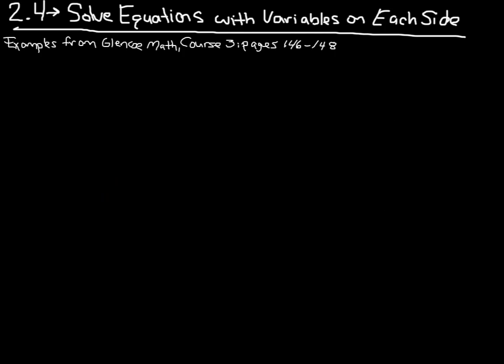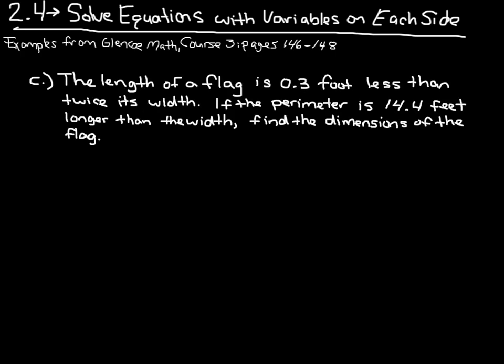In example C, we're going to get to write an equation to represent a real-world problem. The length of a flag is 3/10 of a foot less than twice its width. If the perimeter is 14 4/10 feet longer than the width, find the dimensions of the flag. All right, let's draw ourselves a nice little picture here of what this flag could look like.